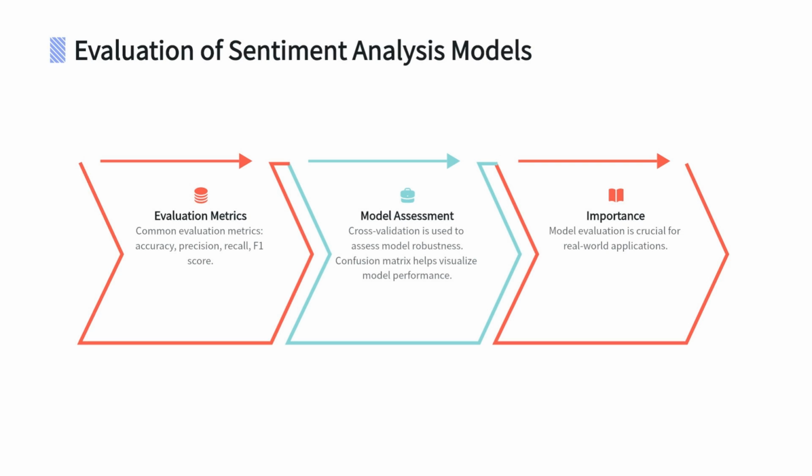Cross-validation techniques, where the dataset is divided into multiple subsets for training and testing, help ensure the model generalizes well across different data. A confusion matrix visualizes the model's performance across each sentiment category, showing how many instances were classified correctly and how many were misclassified. Evaluation allows you to assess whether the model is ready for deployment and performing well in real-world settings.